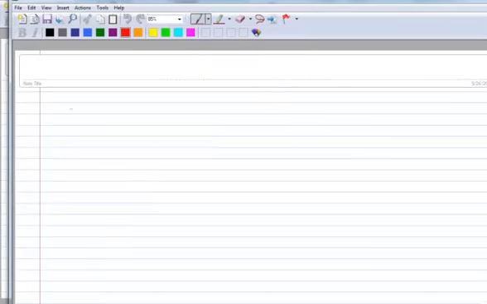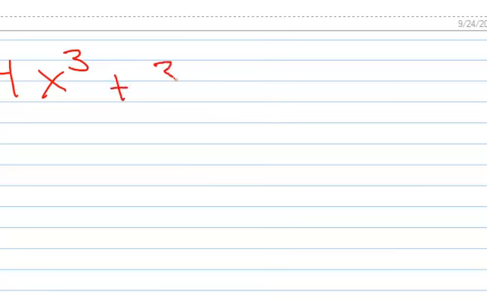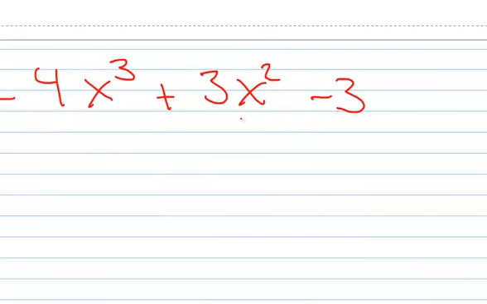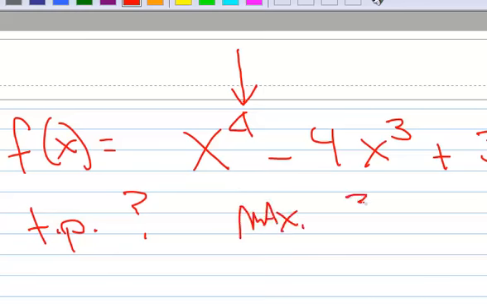All right, so a new type of example is going to be given an equation. So here's an equation: x to the 4th minus 4x to the 3rd plus 3x squared minus 3. Don't graph it, just look at the equation. So based on the degree of the polynomial, that's the highest degree, can you tell how many turning points it's going to have? So if the degree is 4, we might have a maximum of 3.